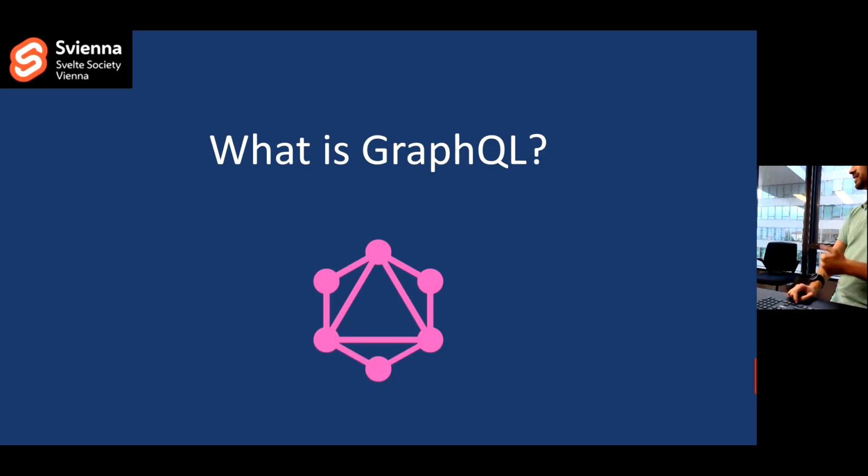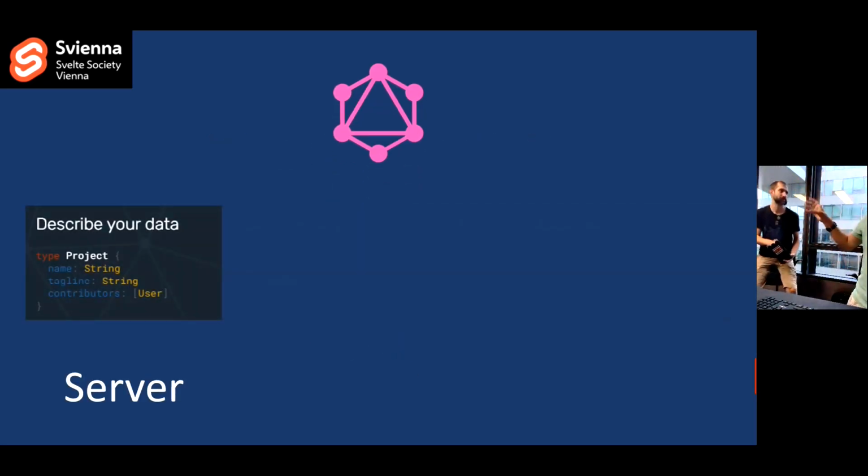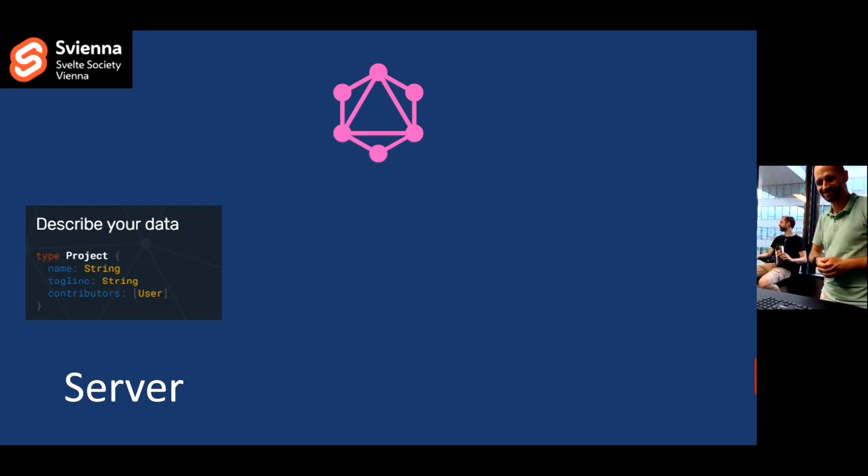So first of all, what is GraphQL? If you go on the doc, actually on the main website of GraphQL, you see that there are three parts. The first part is the server part. It's where you describe the data. And when describing the data, everything is typed. So you have, from the start, great support for types. So people liking TypeScript will love GraphQL.